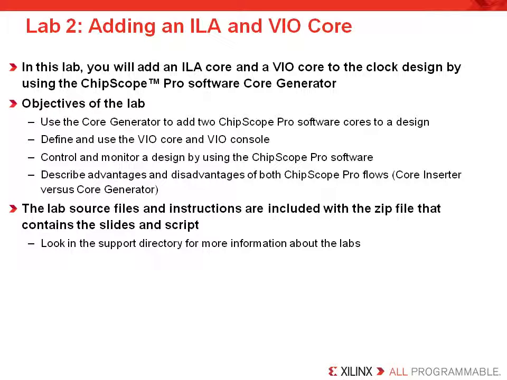The files and lab instructions are in the zip file you can download with these slides and script. Note that a Spartan 6 SP605 demo board is used in the lab. But if you have the finished pinout of your demo board, you should be able to use your demo board with this same design. All you will need to do is modify the design's user constraint file to match your demo board pinout.